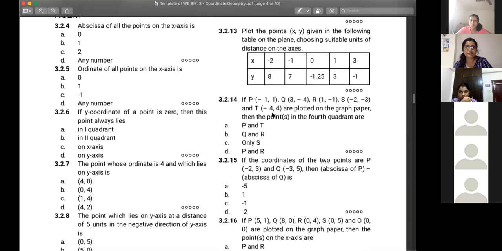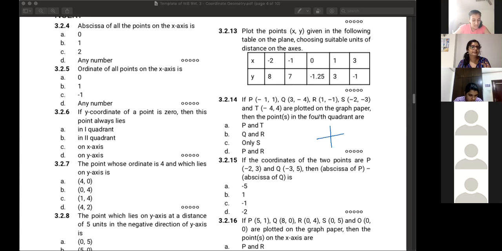Okay, Samriddhi, question number 14. You're given P, Q, R, S, and T plotted on the graph paper. Then the points in the fourth quadrant are. For now, you can plot it roughly on the side, or you can look at the signs and give the answer, either way. Ma'am, points Q and R. Q and R is her answer.